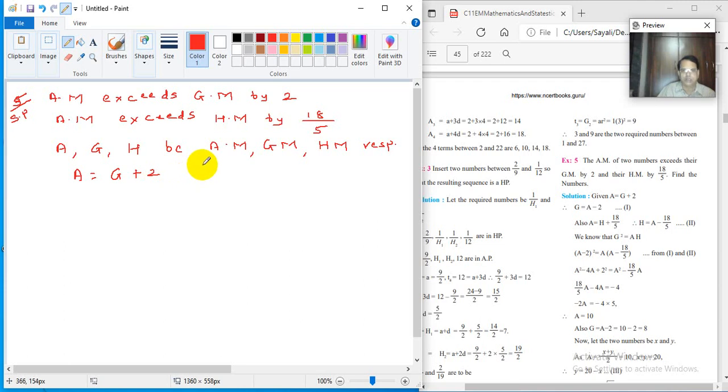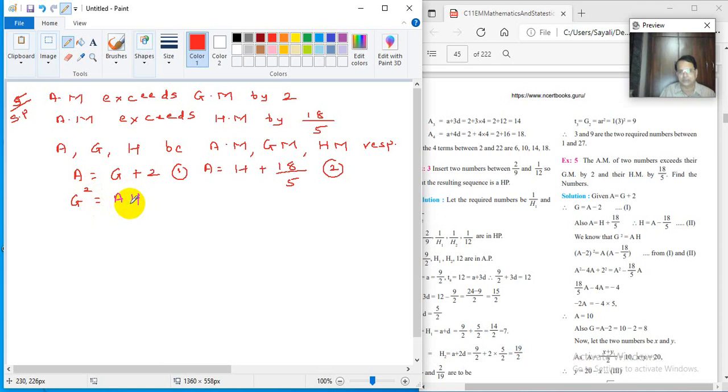Also a is equal to h plus 18/5. This is what we know. Okay, so this is result 1, this is result 2. Now what we know? We know by the result that we have proved that g square is equal to a into h. This is what we know.